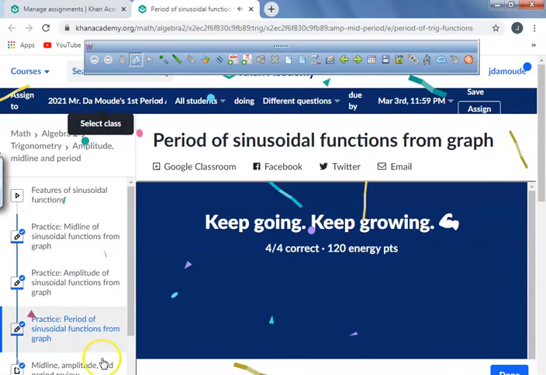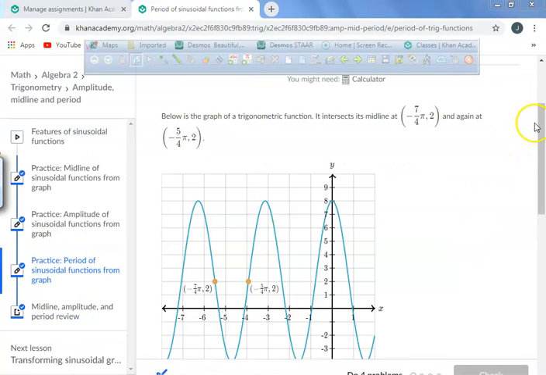I guess I'll pause and do 2 more. All right, let's take a look at this one. Ooh, this looks really complicated.